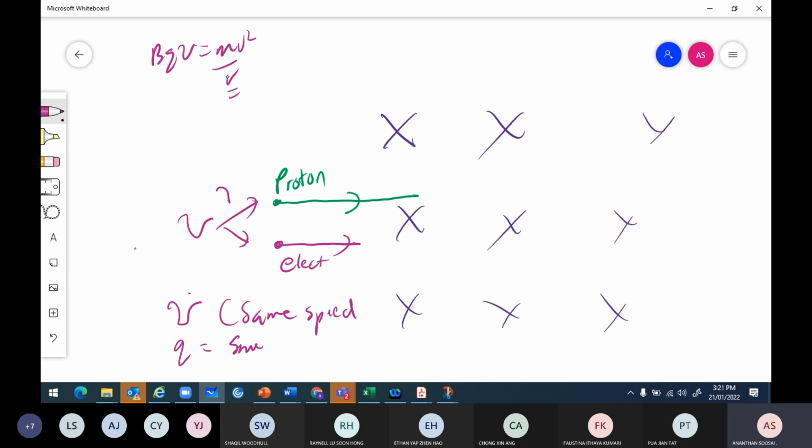So everything is revealed in the radius formula. Make the radius the subject. r is mv over Bq. For the proton and electron, v is the same, charge is the same, but the proton has a very huge mass. So the radius of the proton will be very large.